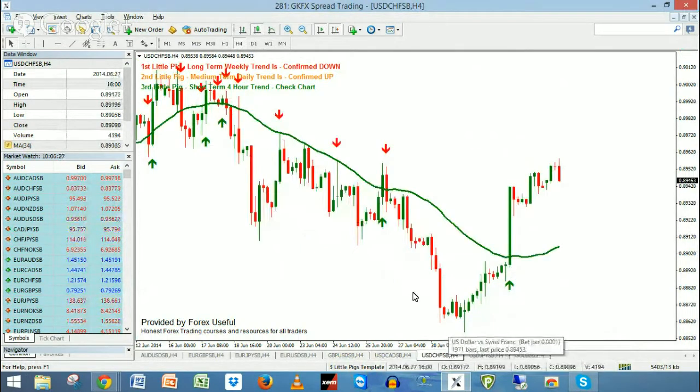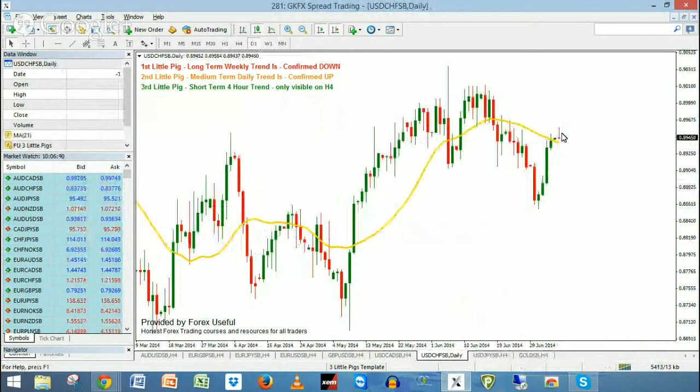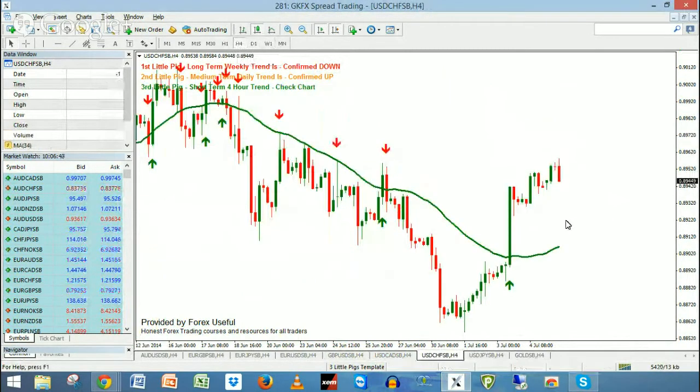On to USDCHF, nothing much happening here. The indicator showing we're down on the long-term weekly, so downtrend here on the weekly, and we've just moved up on the daily. The likelihood here is we're going to move back down on the daily, but you know, nobody knows what's going to happen. Sit and wait basically till they both line up, and then we just take the signals as and when they come, when all the trends are confirmed.